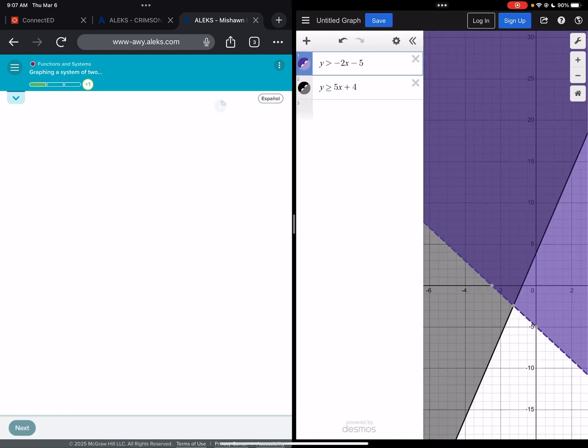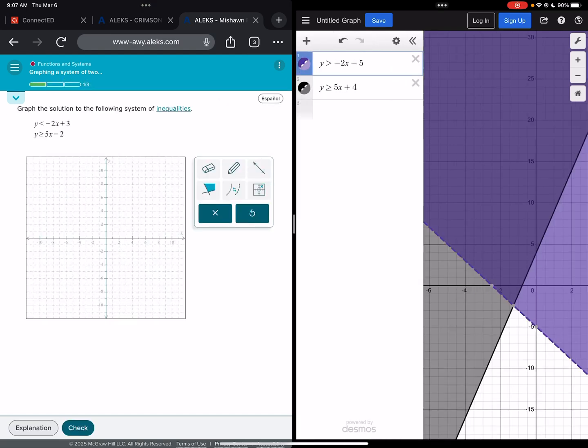Okay, so doing this one more time. Again, I'm just going to graph the equations like normal. So I'm going to start at 3. My slope's -2, so I go down 2 to the right one. I can see it's just less than, so I'm going to change that. There we go. Next, start at -2. I'm going to go down 5 to the right one, which we can check just like that.